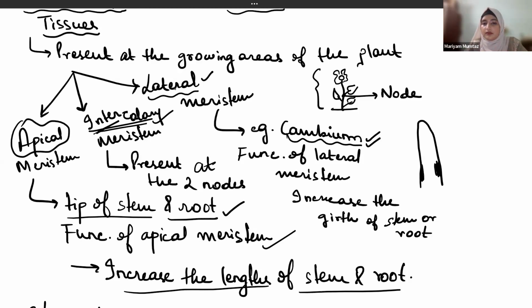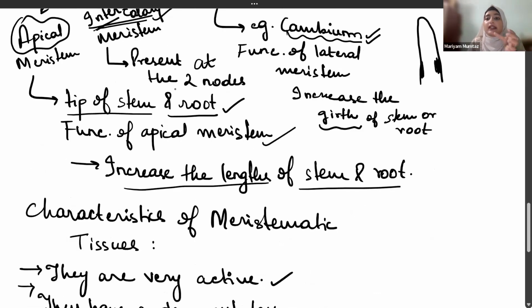The function of the lateral meristem is to increase the breadth of the trunk or the stem. So if somebody asks you what is cambium, you will say cambium is a lateral meristem. And when you are asked what is the function of lateral meristem, it increases the girth. Girth means the breadth or the thickness.